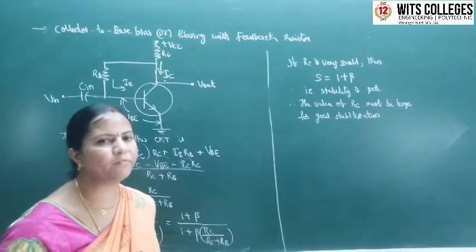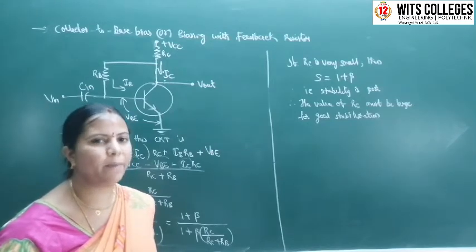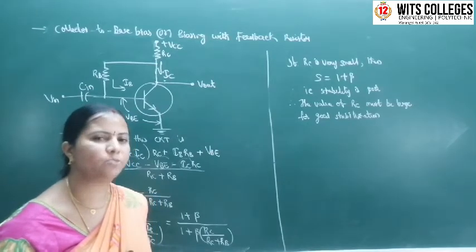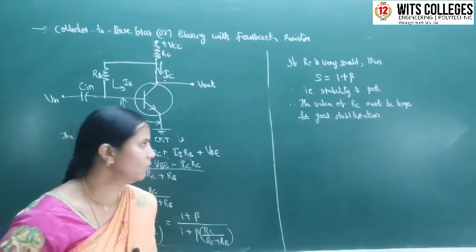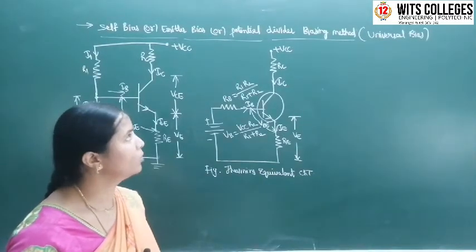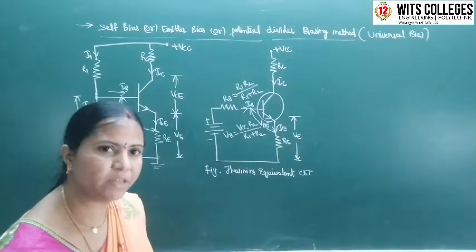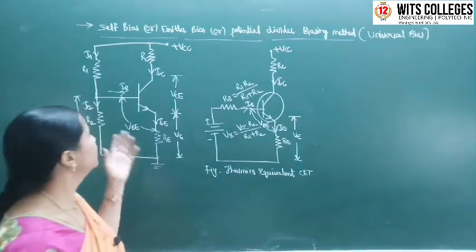So in this place we have to take another type of biasing technique, that is nothing but self bias or emitter biasing method, or potential divider biasing method. That is the next type of biasing technique. The next biasing method is self bias, emitter bias, potential divider bias, or voltage divider biasing method, or universal bias. So these are the other names for this method.